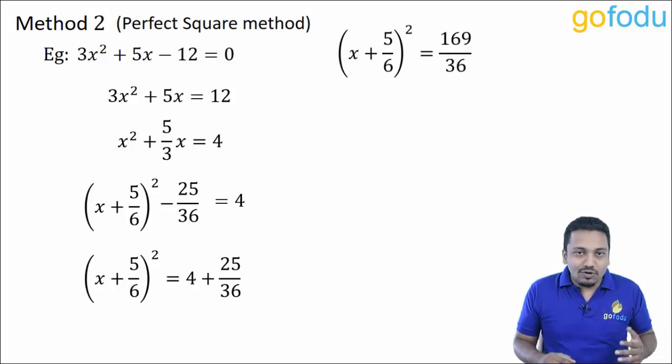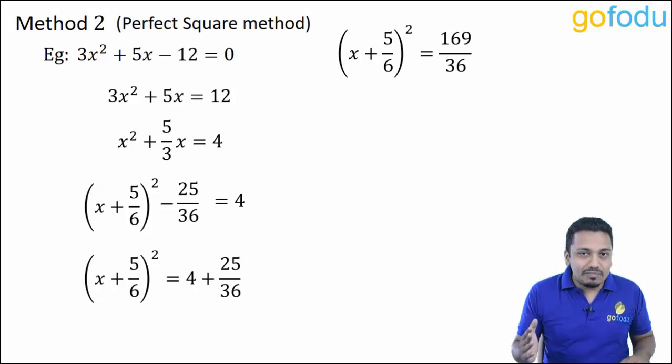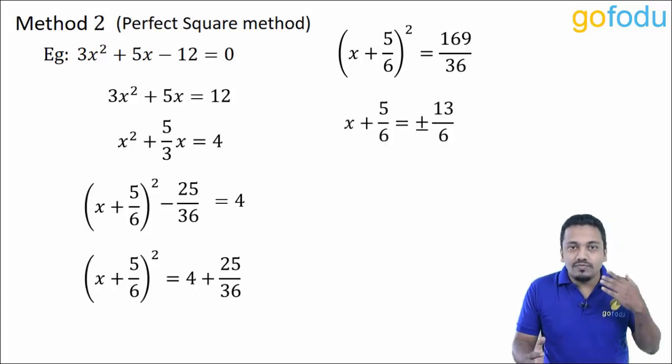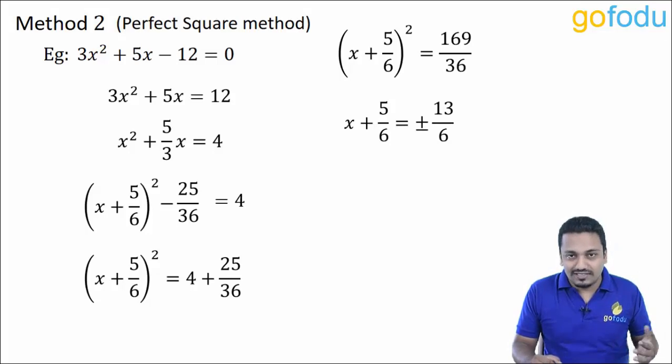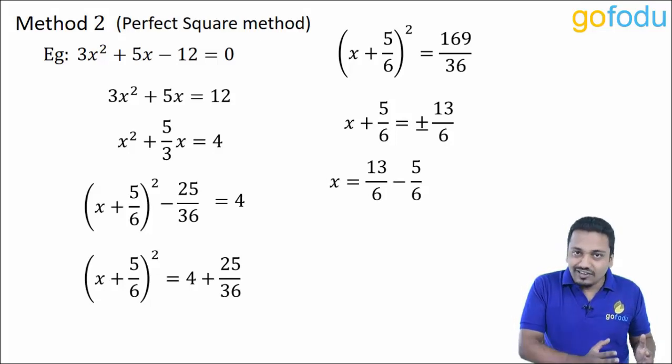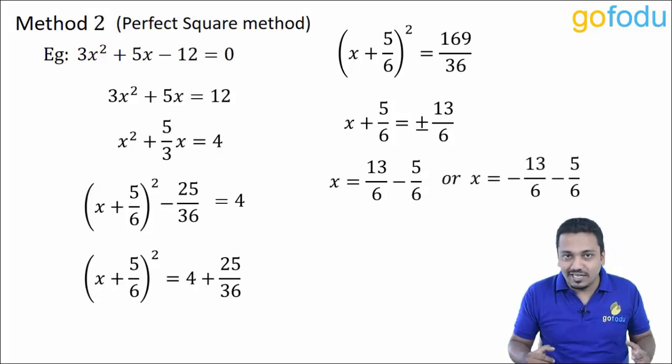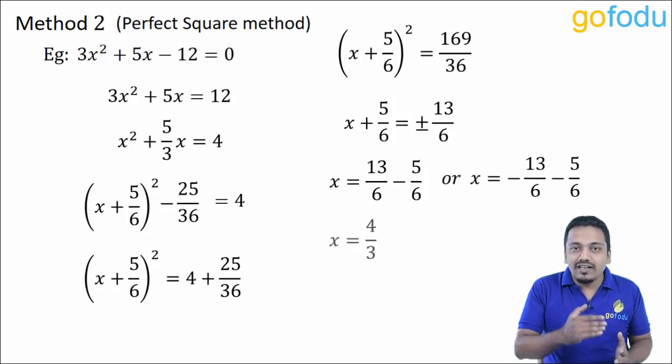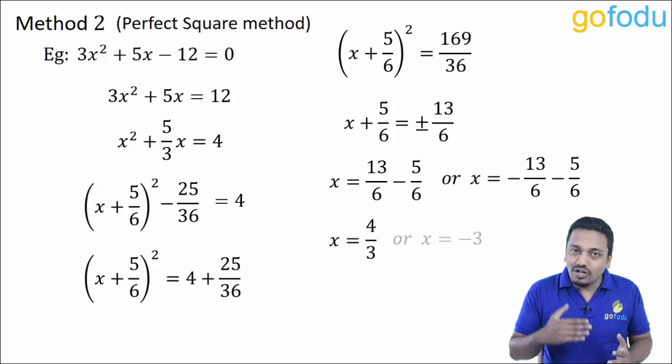Now on taking square root both the sides, we will get x plus 5 by 6 is equal to plus minus 13 upon 6. We will get one value of x by taking plus 13 upon 6 and another value of x by taking minus 13 upon 6. So x will be either 4 by 3 or minus 3.